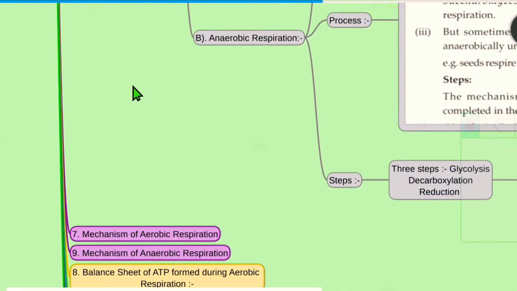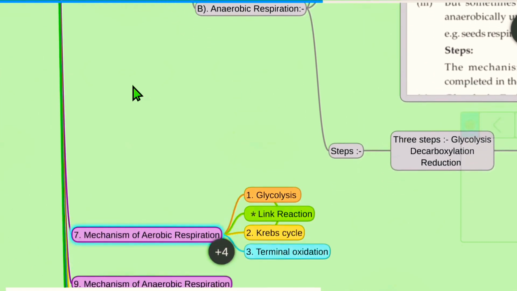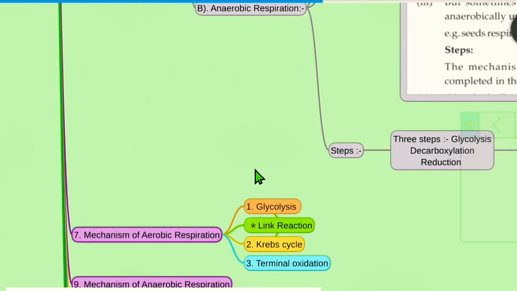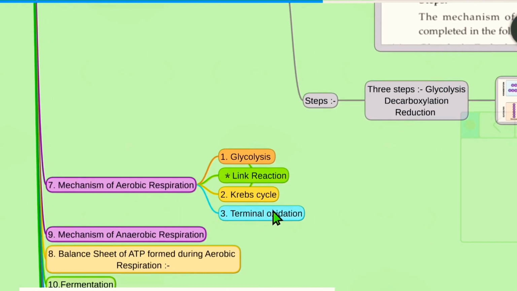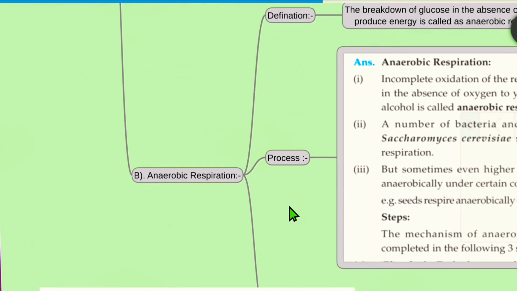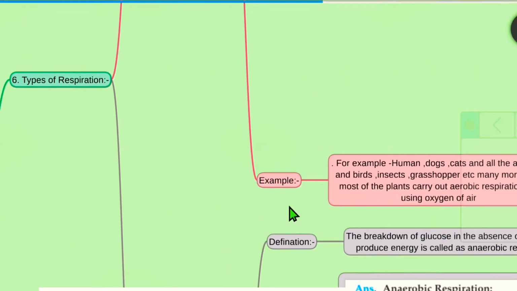We'll see the fermentation process later. Next we'll see the mechanism of respiration. First is the glycolysis process, second one is the Krebs cycle, and third one is terminal oxidation. So we stop here, and the next part we'll see in the next video.